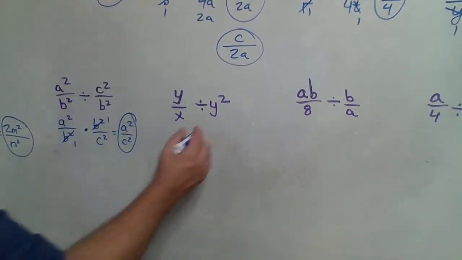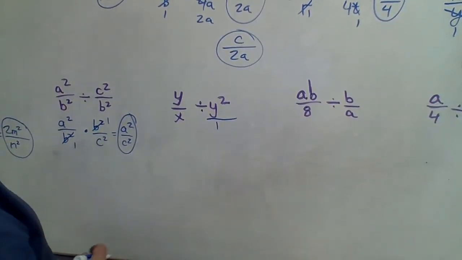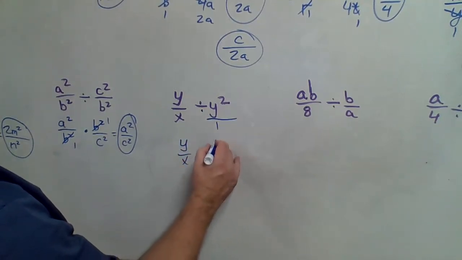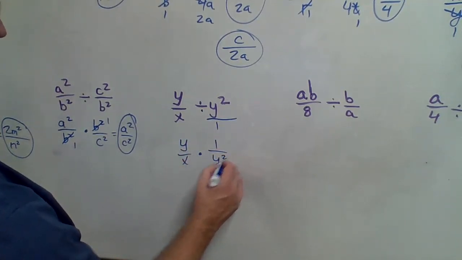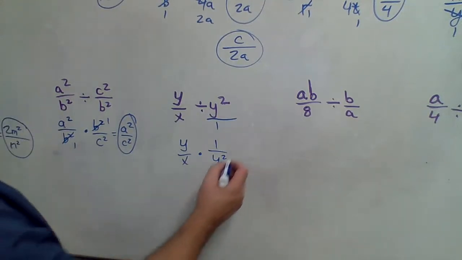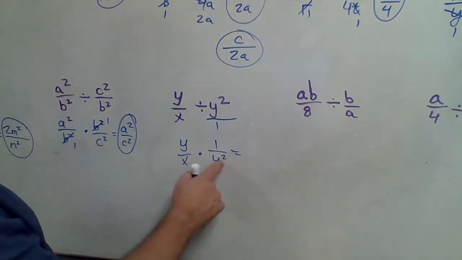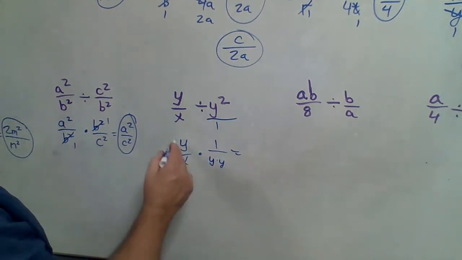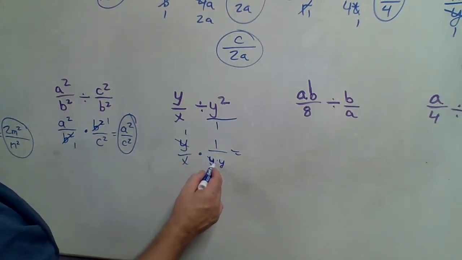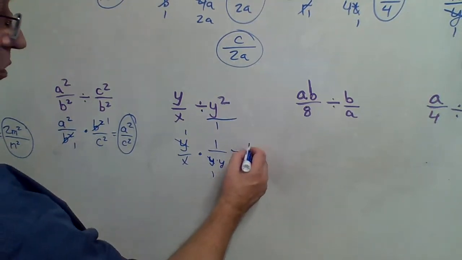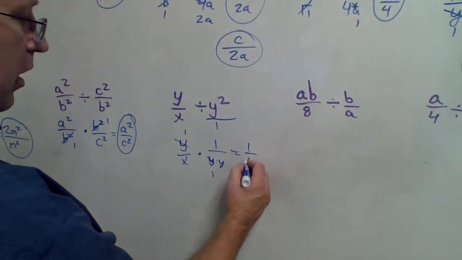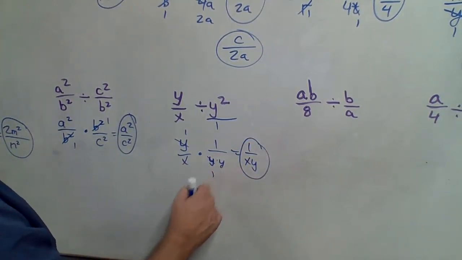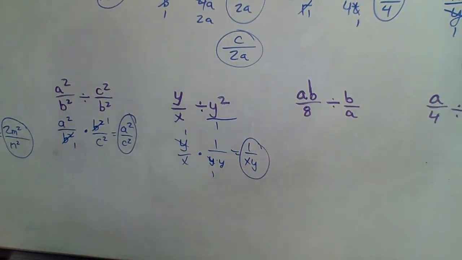How about this one? Let's start by first putting it over 1. And then let's rewrite it, multiplying by the reciprocal of that second number. Right? Isn't y squared really y times y? And so can't I divide by y and divide by y? And that gives me 1 over x times y. X times 1 times y is x times y.